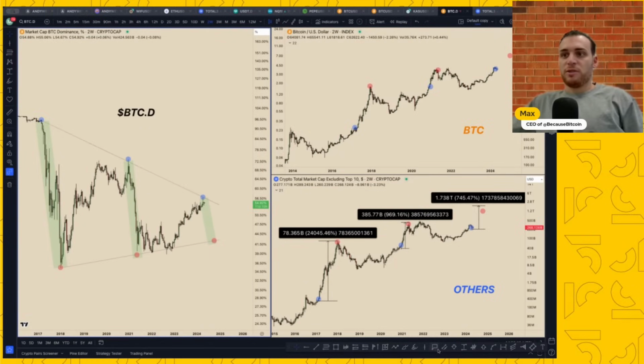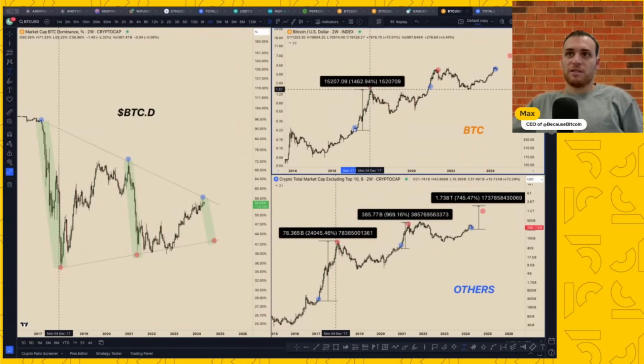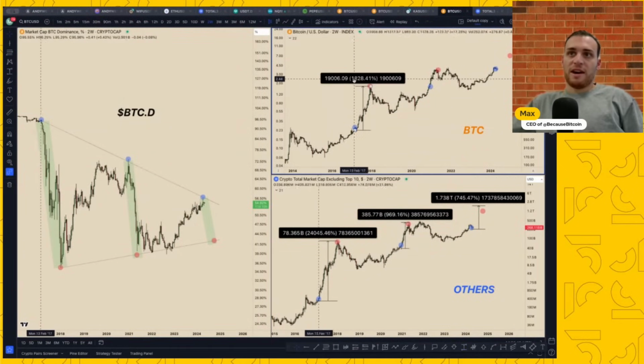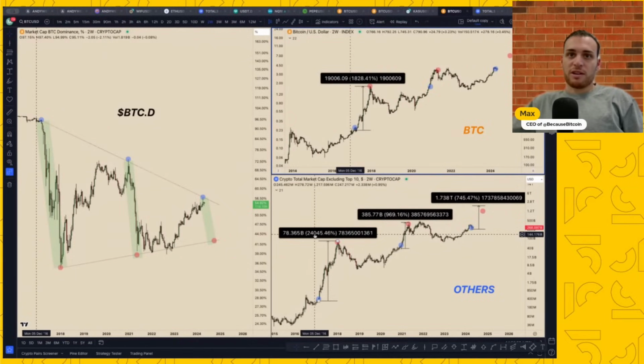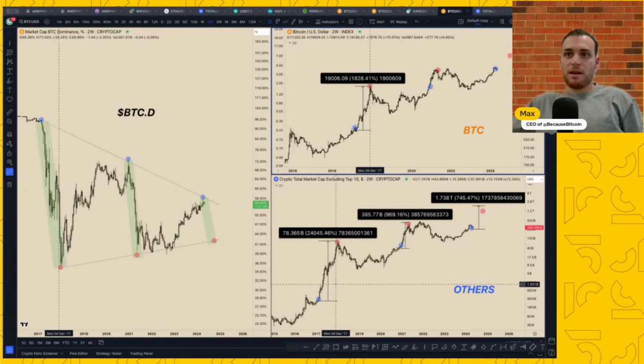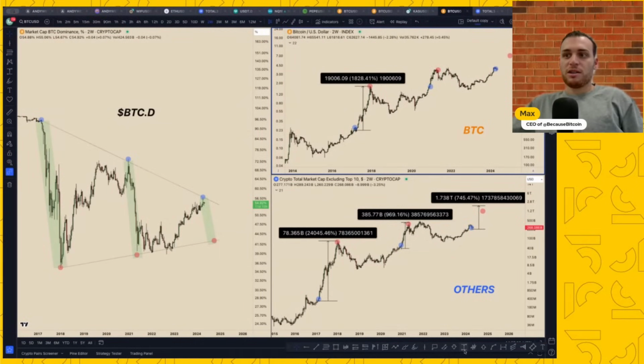And why these percentages are drawn over here is, Bitcoin in 2017 went up 1,828% when Bitcoin dominance began to capitulate, and others went up 24,000%. So again, Bitcoin USD up, others up more. Bitcoin dominance, of course, loses its piece of the pie. It loses its market share. Okay. Now let's keep going.